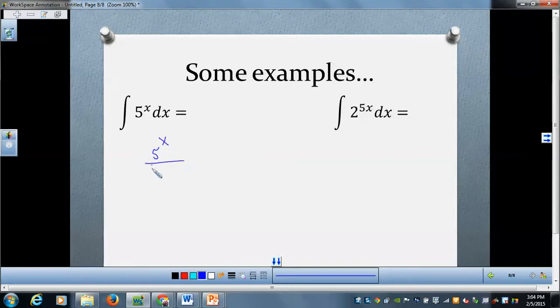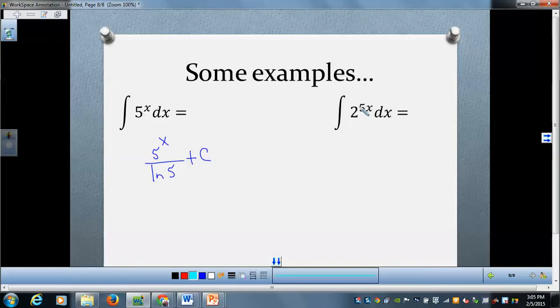And I divide by the natural log of that base, and then we have our plus c, since we are in an indefinite integral here. Now, once again, the good news is I could take the derivative of this, and then I should get back to what our integrand was when we started the problem.